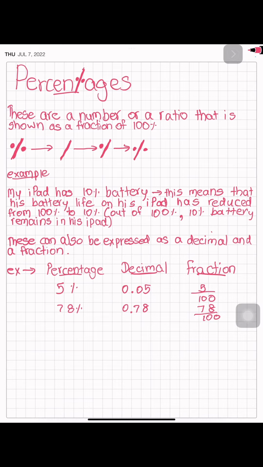So these can also be expressed as decimals and fractions. Let's take an example. 5% can be expressed as a decimal as 0.05 and as a fraction as 5 over 100. And let's take another one. Let's take 78%. 78% as a decimal is 0.78 and as a fraction it is 78 over 100. So it is something that is out of 100. 100%, is referred to as 1 or like a whole number. Okay.